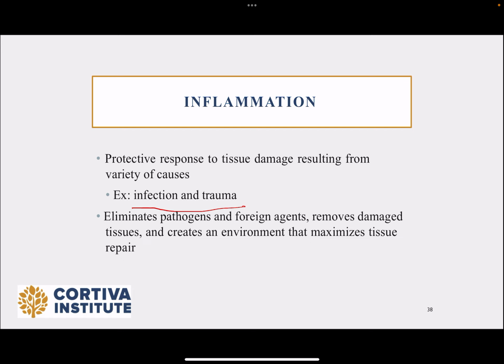This is going to eliminate pathogens or foreign agents that come in. And it's also going to help remove damaged tissues and create an environment that helps for tissue repair. So think about it almost like, if someone were to get injured in real life, everyone isn't going to swarm around them. Some people will, but there is always going to be one person that tells everyone to back up.